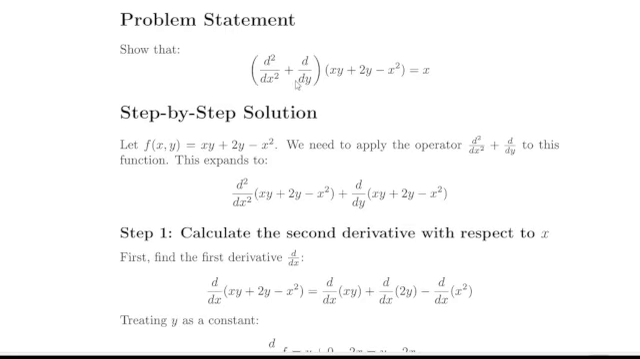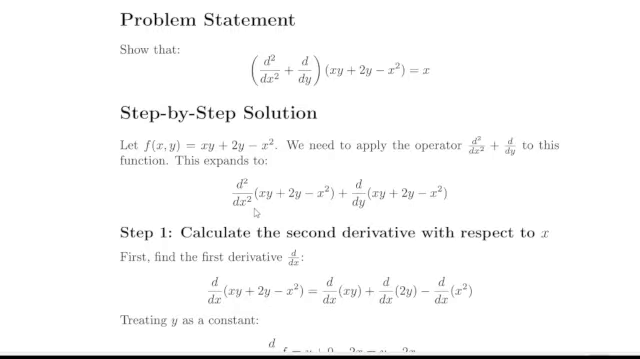We want to show that the second derivative with respect to x plus the first derivative with respect to y of xy plus 2y minus x squared equals x. So this just means that the function is xy plus 2y minus x squared, and we want to apply the second derivative with respect to x and the first derivative with respect to y. So let's start off first with the second derivative with respect to x.